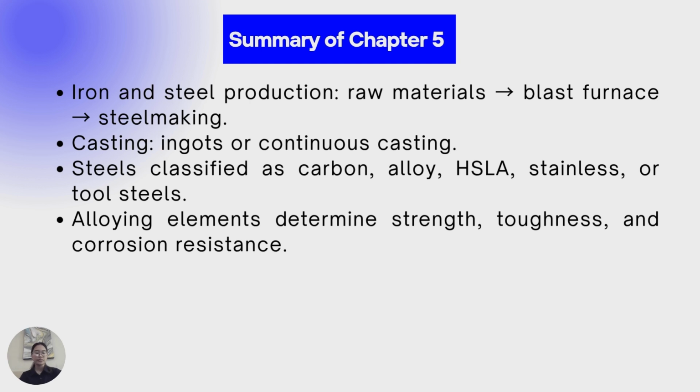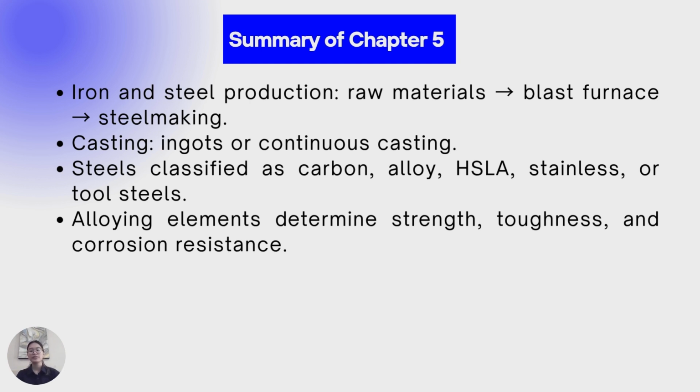To summarize Chapter 5, we've explored the entire journey of steel, from its production to its specialized forms and applications. We began by understanding how iron and steels are produced from raw materials such as iron ore, coke, and limestone, through ironmaking in the blast furnace and steelmaking in the basic oxygen or electric furnace. Then we looked at how molten steel is cast into solid forms, either by ingot casting or the modern and efficient continuous casting process, which produces slabs, blooms, and billets ready for further shaping.